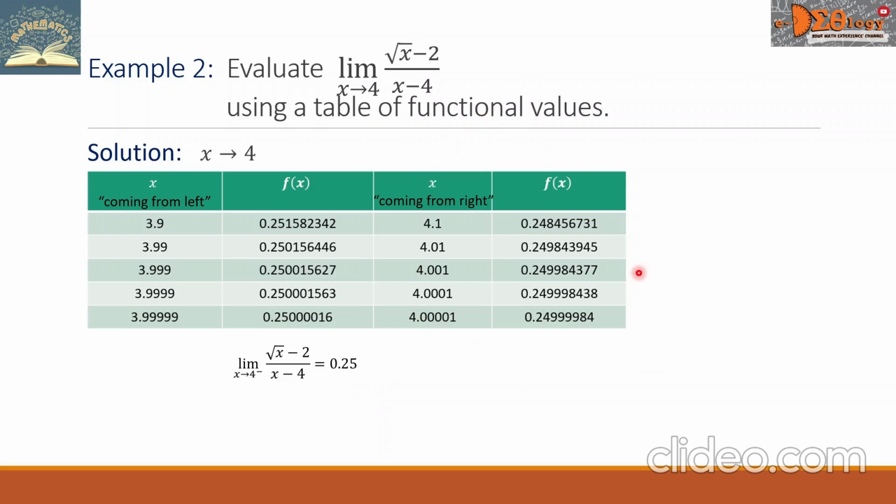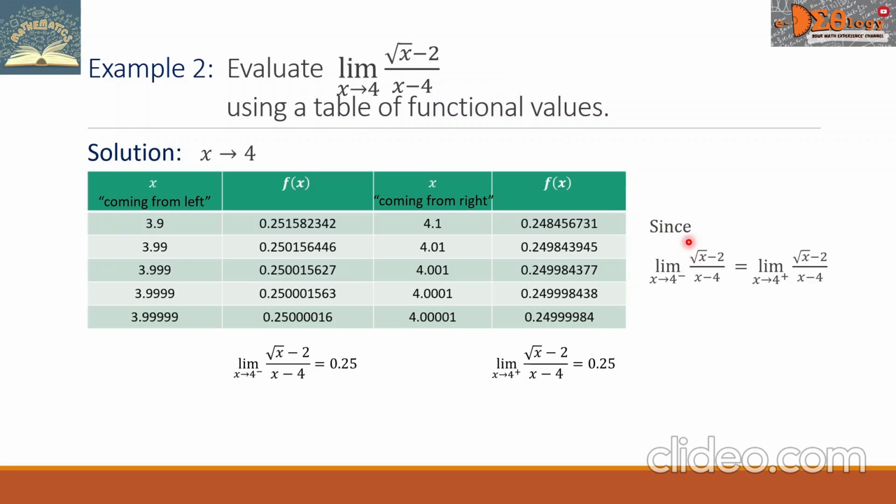Now what about the values that comes from the right? Looking at our f of x, as x comes to number 4 coming from the right, the values of f of x will come to the value 0.25. So we can write like this. The limit of square root of x minus 2 over x minus 4 as x approaches 4 from the right is equal to 0.25.